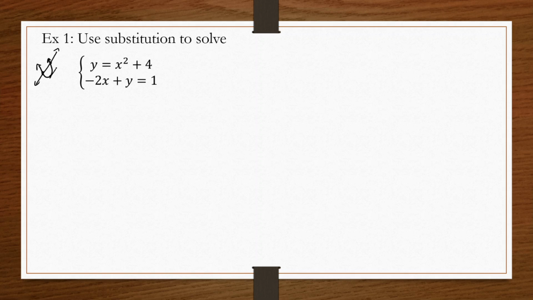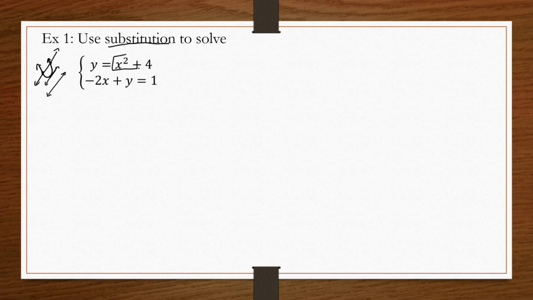Now, it might also be a tangent line to get one solution, or it might be a line that doesn't intersect the parabola at all and we get no solutions. But 2 is the maximum. So let's see how this works. We're going to start with the substitution method.